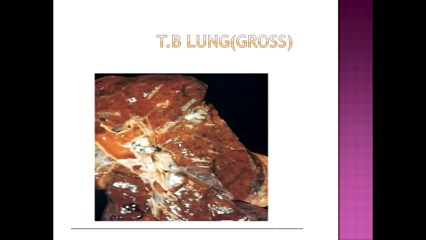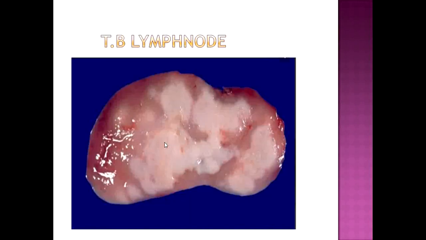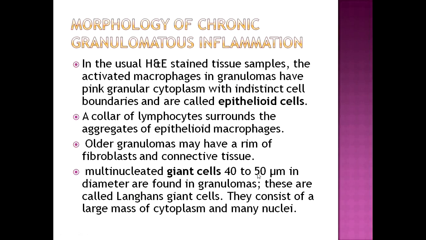This is the gross picture of lung. You can appreciate here areas of caseous necrosis. This is a cut section of a lymph node of a tuberculosis patient. Gray-white areas of cheesy necrosis. Morphology of chronic granulomatous inflammation.